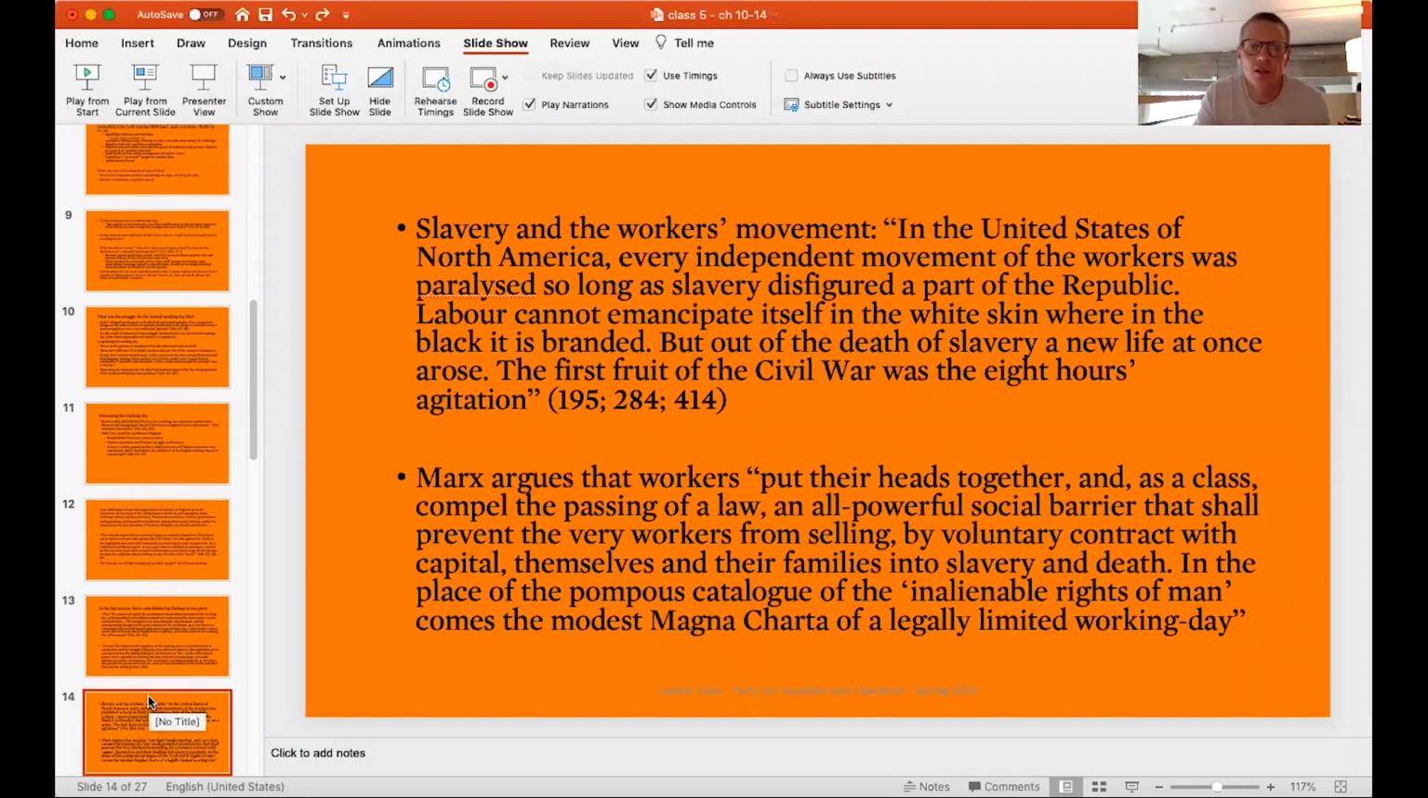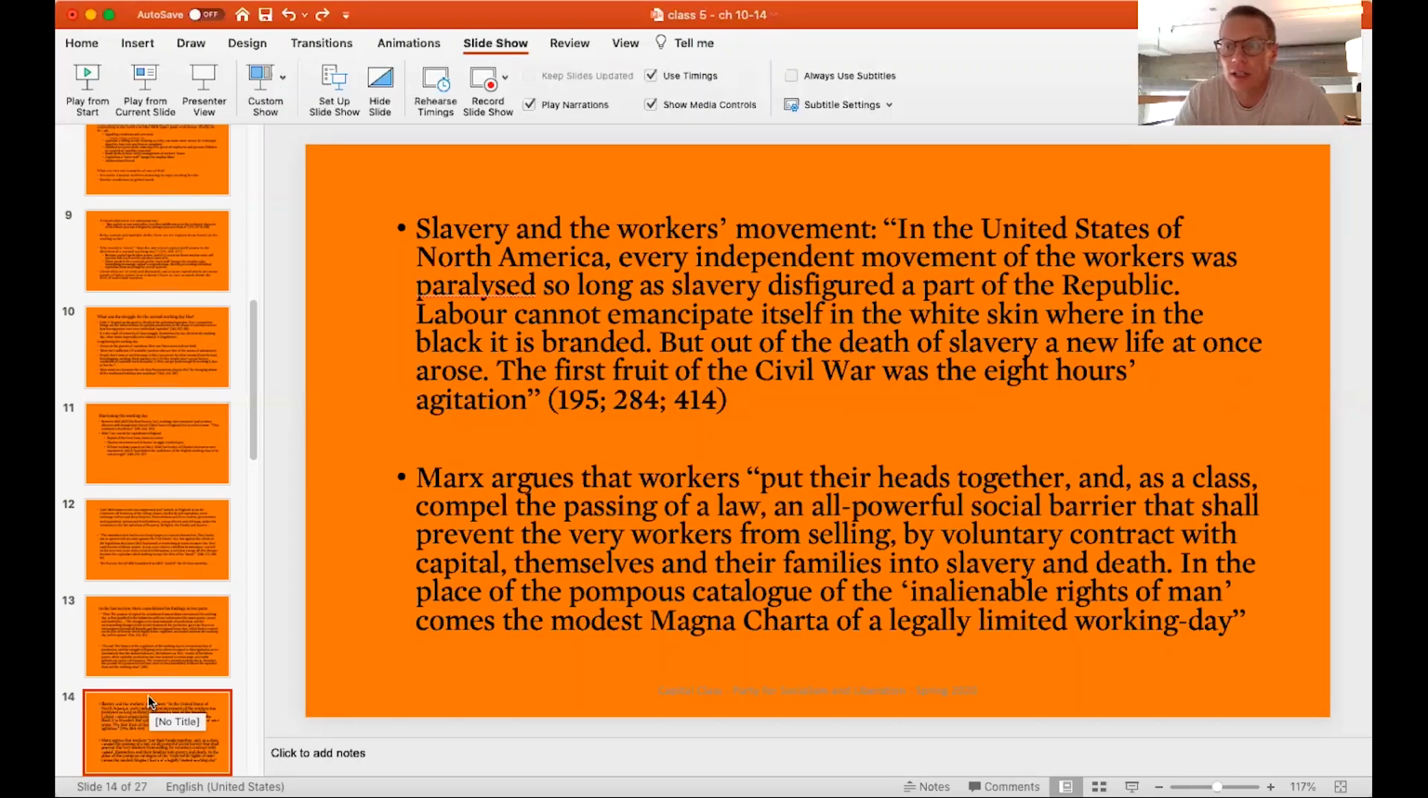And Marx also talks about slavery and the workers' movement here, right? And notes, and this is a famous quote, you probably heard this, or many of you have probably heard this, that so long as slavery exists in the United States, the workers there are paralyzed, right? Labor cannot emancipate itself in the white skin, wherein the black it is branded. But out of the death of slavery, a new life at once arose. The first fruit of the Civil War was the 8 hours agitation.